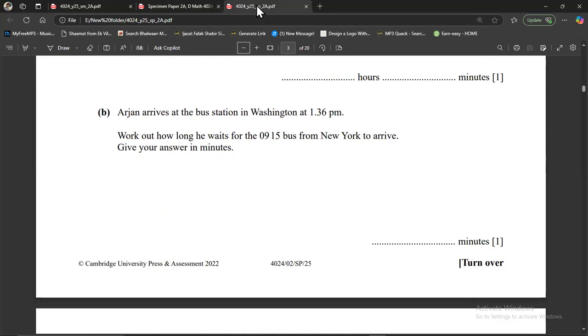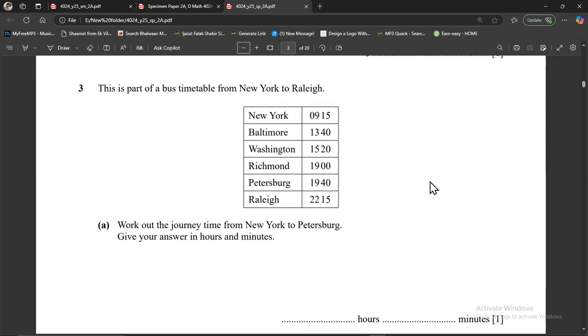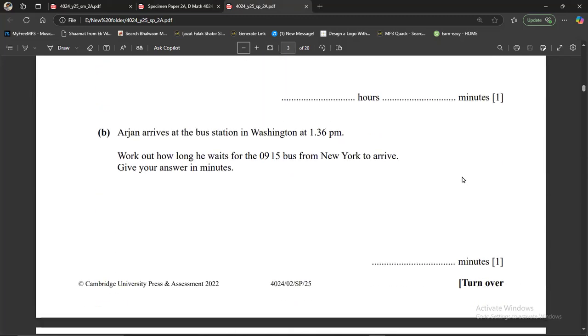Okay, this is the B part. Arjun arrives at the bus station in Washington at 1:36 p.m. Work out how long he waits for the 9:15 bus from New York to arrive. So he was at the bus station in Washington at 1:36 p.m. When the bus arrives, it will arrive at 15:20. So the time format is different. It is 15:20, and that is 1:36 p.m.